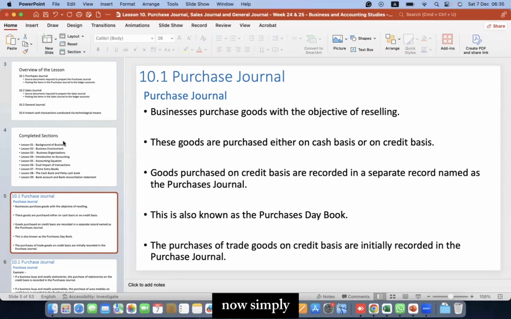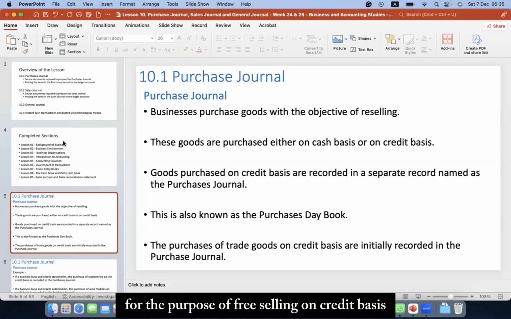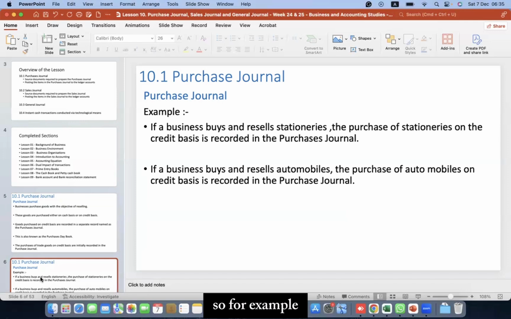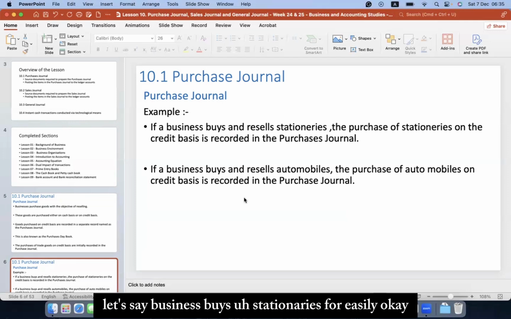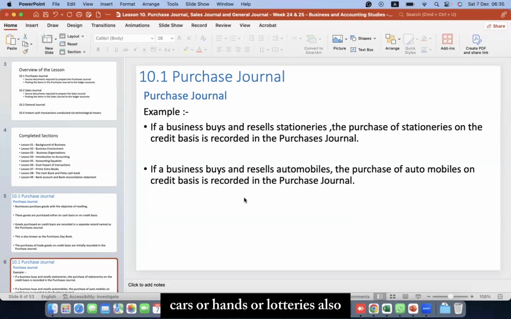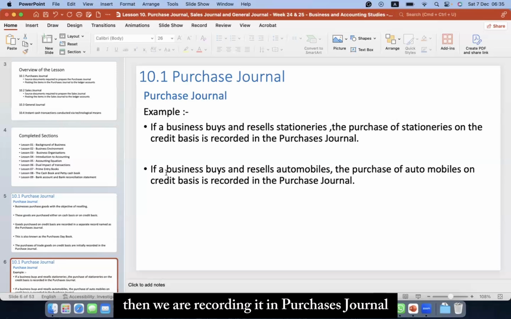Okay. Now, simply, if you purchase goods for the purpose of reselling on credit basis, we initially record it in purchases journal. Okay. So, for example, let's say a business buys stationeries for reselling, and they are bought on credit. What we do is we record it in purchases journal. And similarly, let's say a business buys automobiles, cars or vans or lorries, and they are buying it on credit for the purpose of reselling. Then we are recording it in purchases journal.